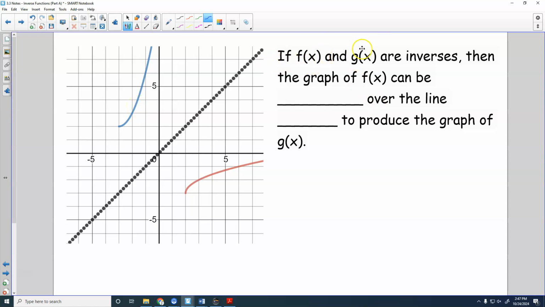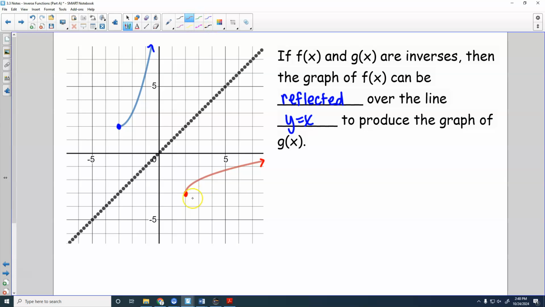So if f of x and g of x are inverses, then the graph of f can be reflected over the line y equals x to produce the graph of g of x. And I believe this was a square root kind of function. So if I have this red graph right here, and this is my original function, I can reflect it over this line to get this graph right here.